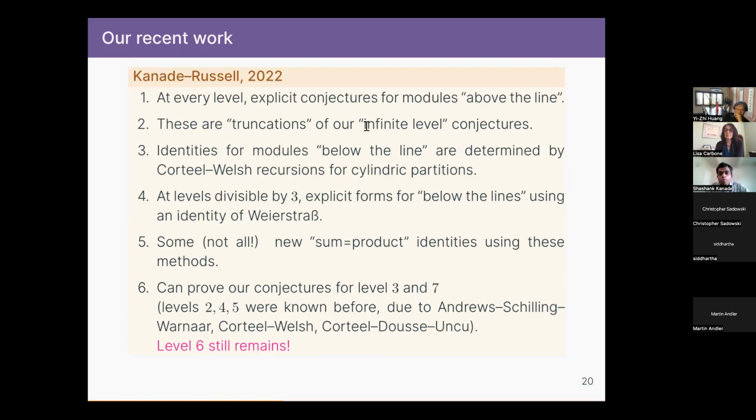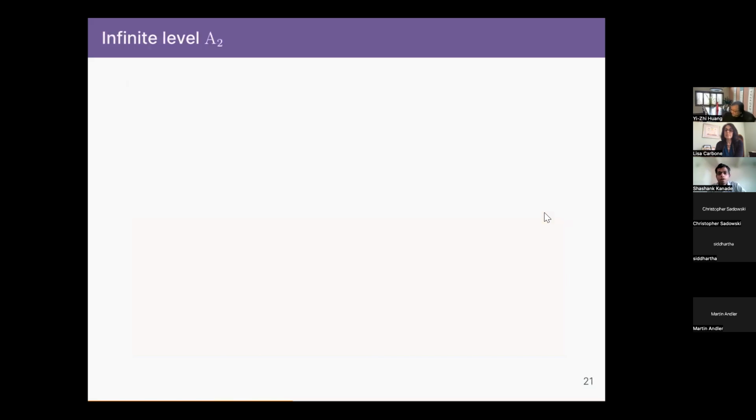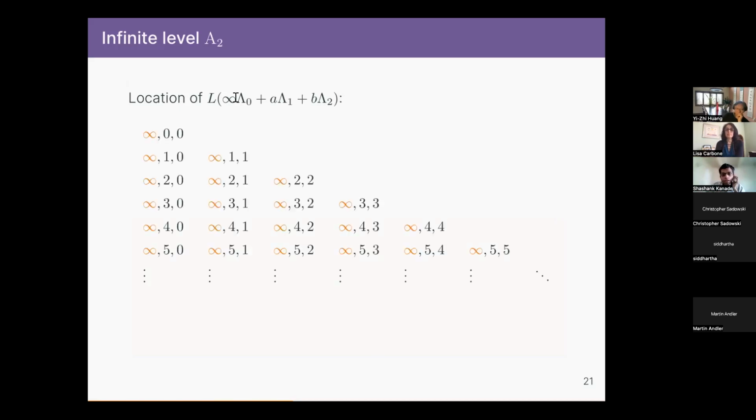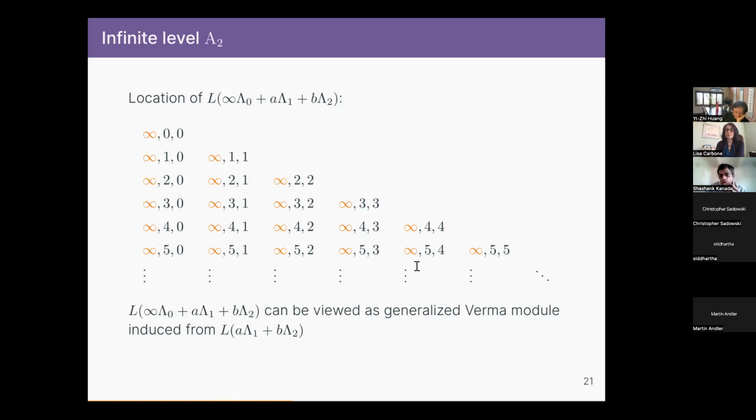Okay, so let me spend a moment on this infinite level part. So in infinite level, I'm taking this coefficient of lambda 0 to be infinite, and you should really understand it as taking an infinite level limit. It's not really setting anything equal to infinity. And our triangular picture then has no horizontal line. These modules just keep going down, and this triangle just keeps increasing as you go down. And again, you should view these as generalized Verma modules induced from this finite dimensional SL2 module, SL3 module, I'm sorry.